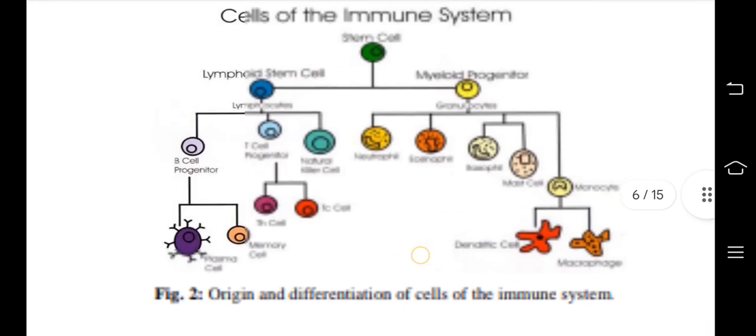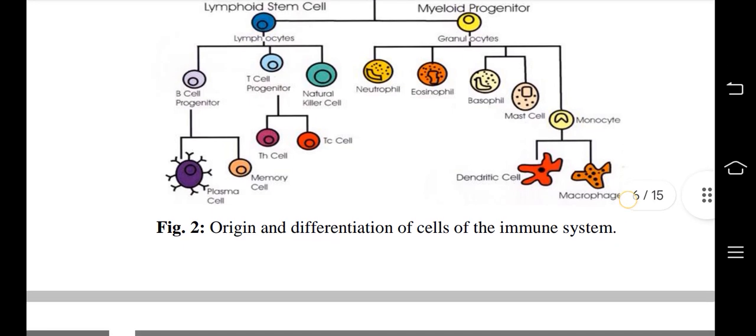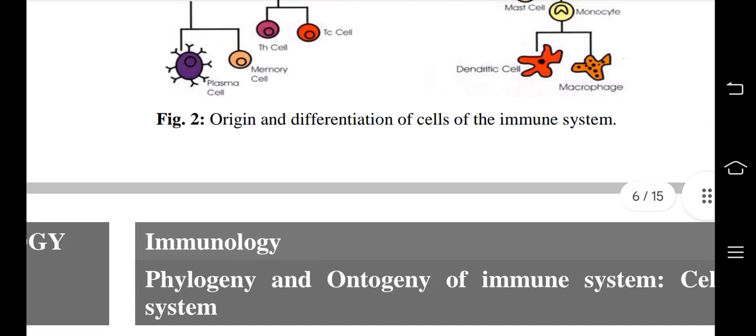Cells of the immune system: stem cell, lymphoid stem cell and myeloid progenitor. So lymphoid stem cell gives lymphocytes: B cell progenitor, T cell progenitor, natural killer cell. B cell progenitor again gives rise to plasma cell and memory cell. T cell progenitor gives rise to Th cell and Tc cell, T helper cells and T cytotoxic cells. Then myeloid progenitor: granulocytes, neutrophil, eosinophil, basophil, mast cell, monocyte. Monocyte again gives rise to dendritic cell and macrophages. Origin and differentiation of cells of the immune system.